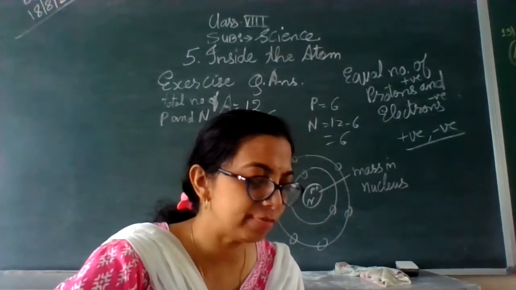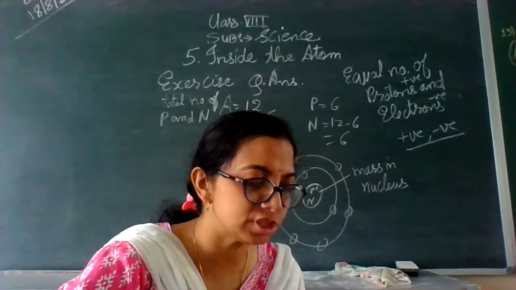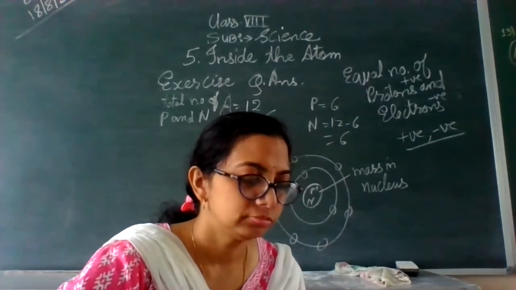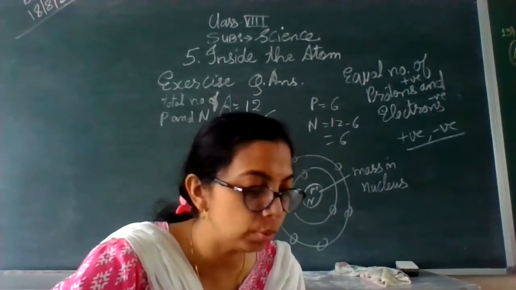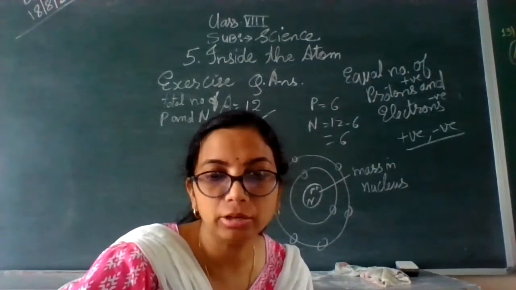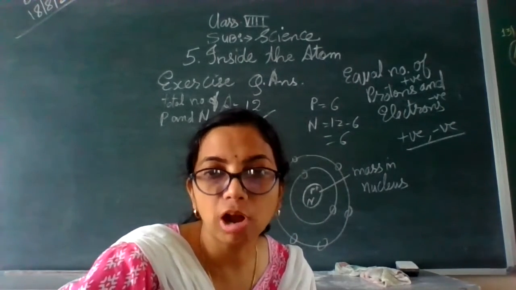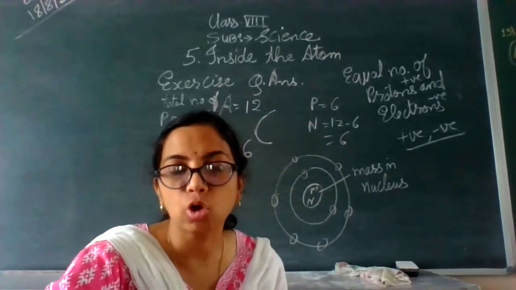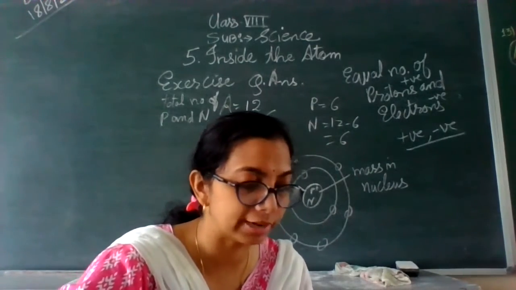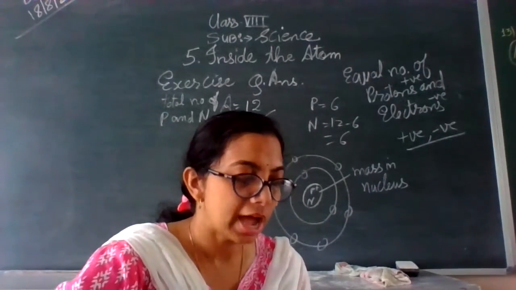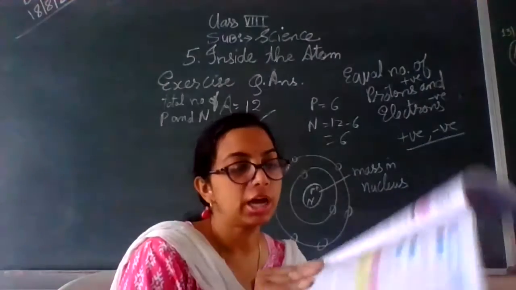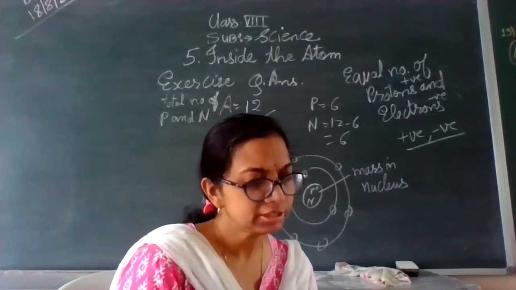Next, we have to define certain terms, like atom. What is an atom? Already we know, it is the smallest particle of any substance, any element, which cannot be further cut down or divided. Okay. Isotopes. What are isotopes now?